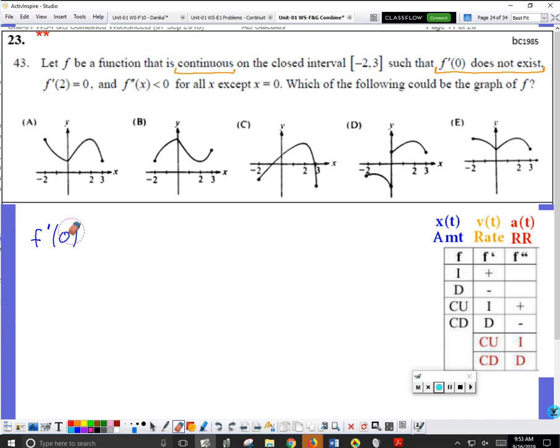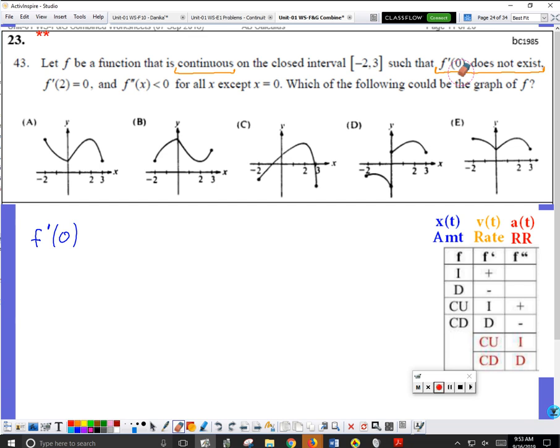So I read this and I think of two things that you have to do quickly and easily. On f prime, there's no point at x equals 0. On f at x equals 0, I can't find a tangent slope. Basically what that's saying is on the f graph, you can't find the slope at 0.